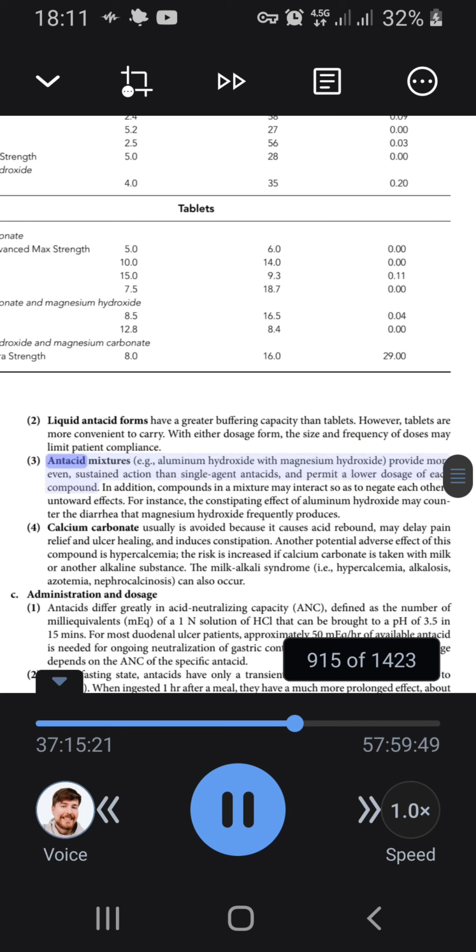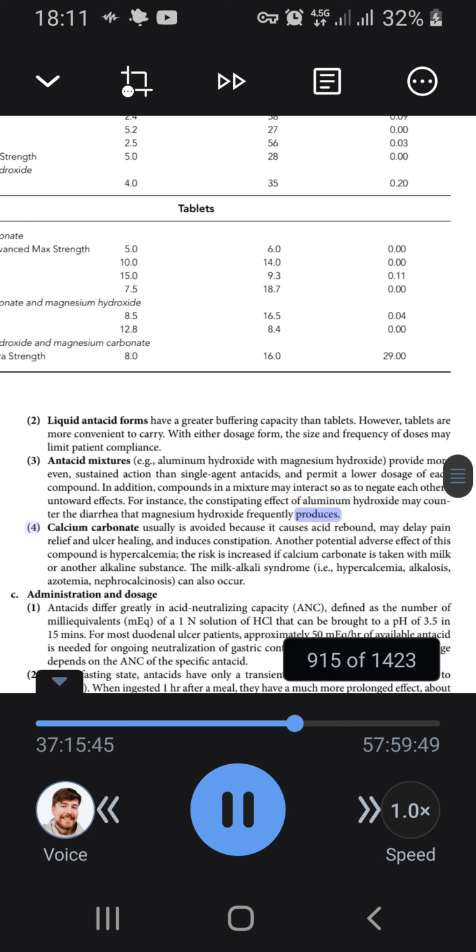3. Antacid mixtures, for example, aluminum hydroxide with magnesium hydroxide, provide more even, sustained action than single-agent antacids and permit a lower dosage of each compound. In addition, compounds in a mixture may interact so as to negate each other's untoward effects. For instance, the constipating effect of aluminum hydroxide may counter the diarrhea that magnesium hydroxide frequently produces.